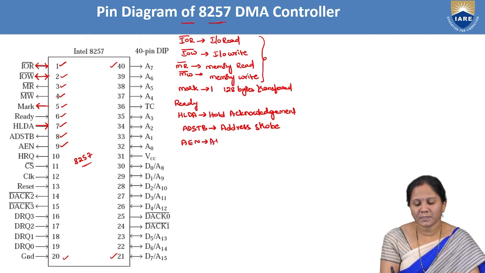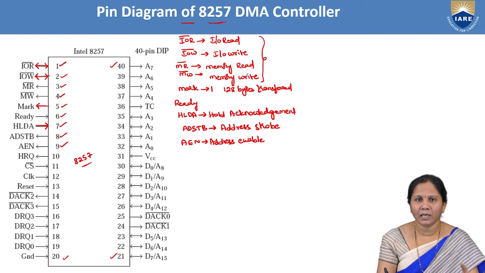And the ninth signal is AEN. So AEN represents address enable. If this AEN signal is enabled, only then will the address data lines of this 8257 DMA controller get demultiplexed, and it will be transferring only the address lines.